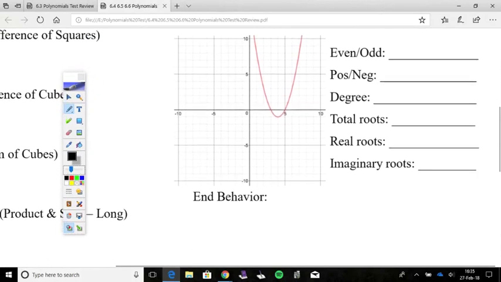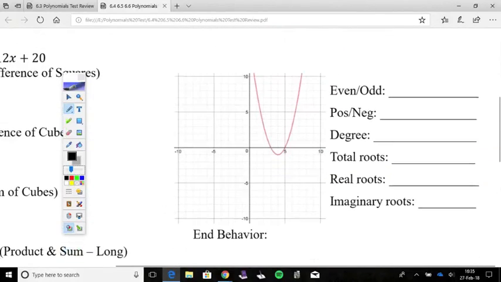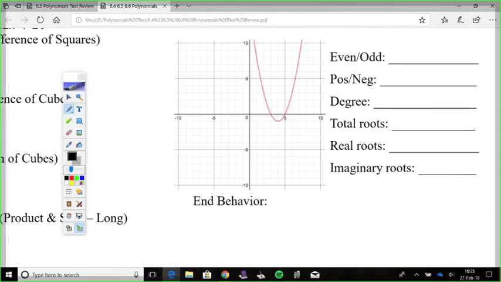All right. So I'll just do this one graph because the next one's very similar to it. But even or odd, that's the question here. Even functions means that both ends go the same direction. Now, both ends here are going up. So because they're both going the same direction, this is going to be even. Now, is it positive or negative? Well, for even functions, if they're both going up, it's positive. If both ends are going down, it's negative. Now, both ends are going up, so this is positive.